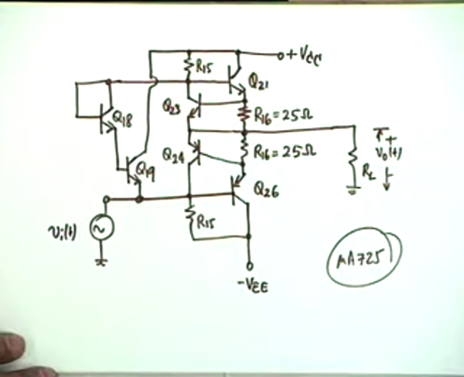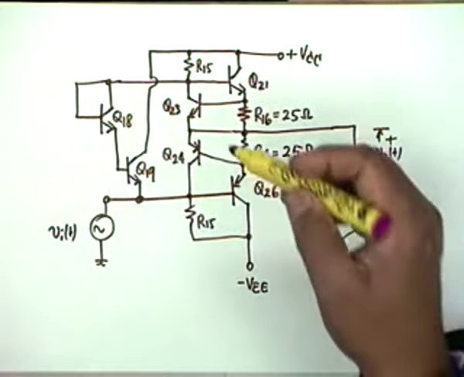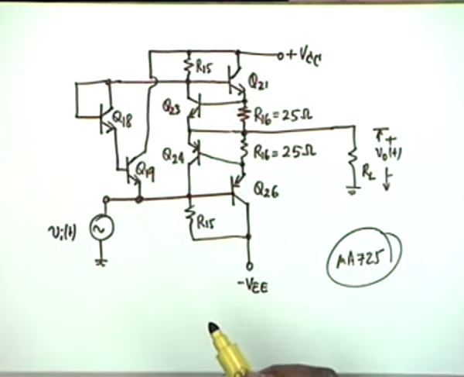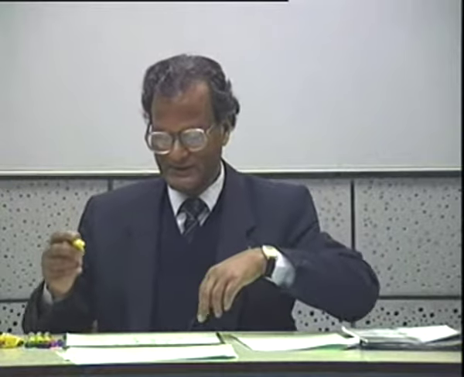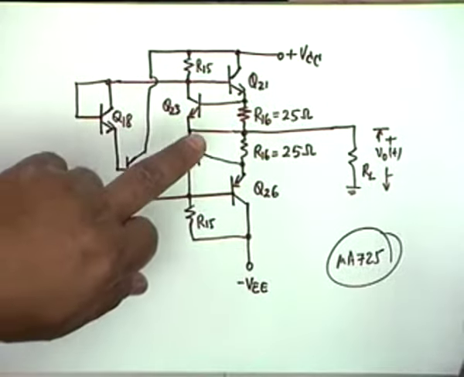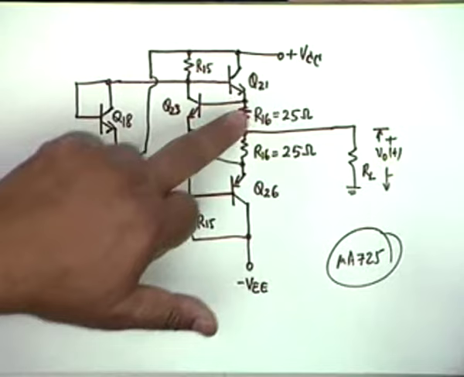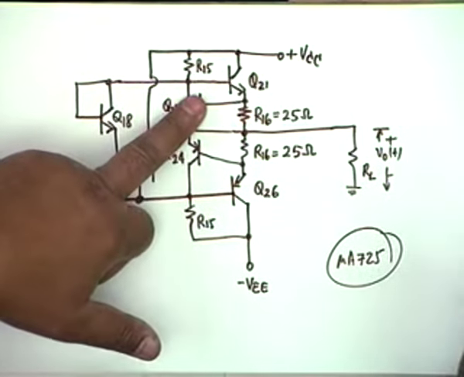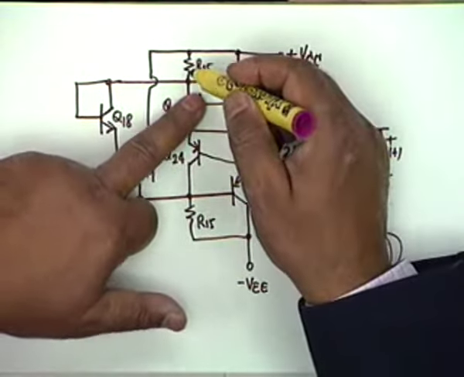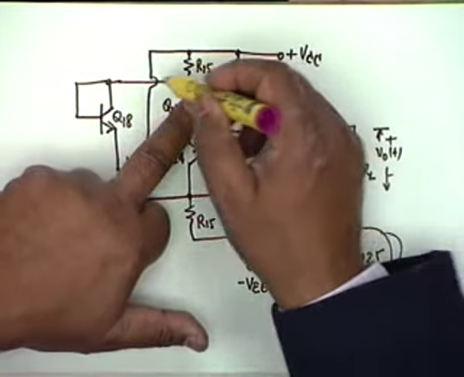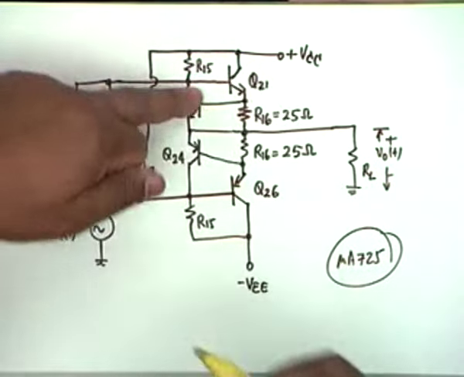I have already explained the purpose of Q18 and Q19. These are to avoid the crossover distortion. Now why Q23 and Q24? Let me first explain qualitatively, then I shall discuss what the problem asks for. Qualitatively, suppose R16 was not there, R16 is 0, this transistor is not there. R15 is there to be able to drive the base of Q21 and Q18 and Q19.